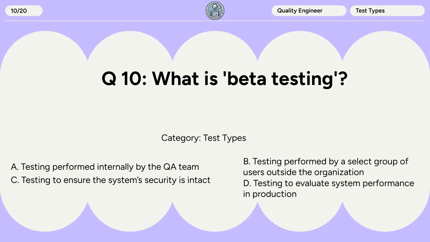Question 10. What is beta testing? A. Testing performed internally by the QA team. B. Testing performed by a select group of users outside the organization. C. Testing to ensure the system's security is intact. D. Testing to evaluate system performance in production.